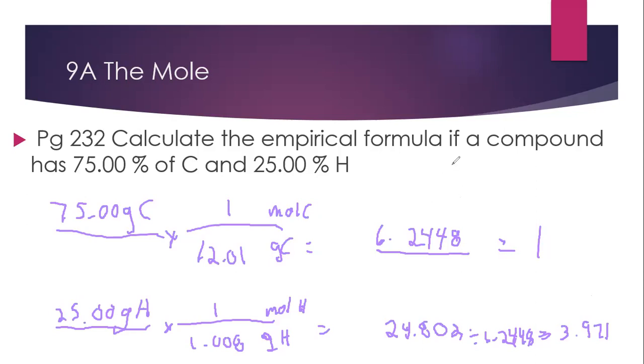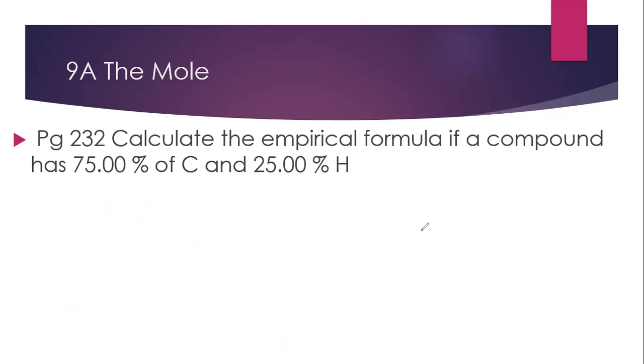So for this empirical formula, you've got carbon as a 1, okay, which we don't have to write down. And then we've got hydrogen as a 4. So this is CH4 as the empirical formula, okay? So this is the answer for the empirical formula here. And we'll go to the next one.